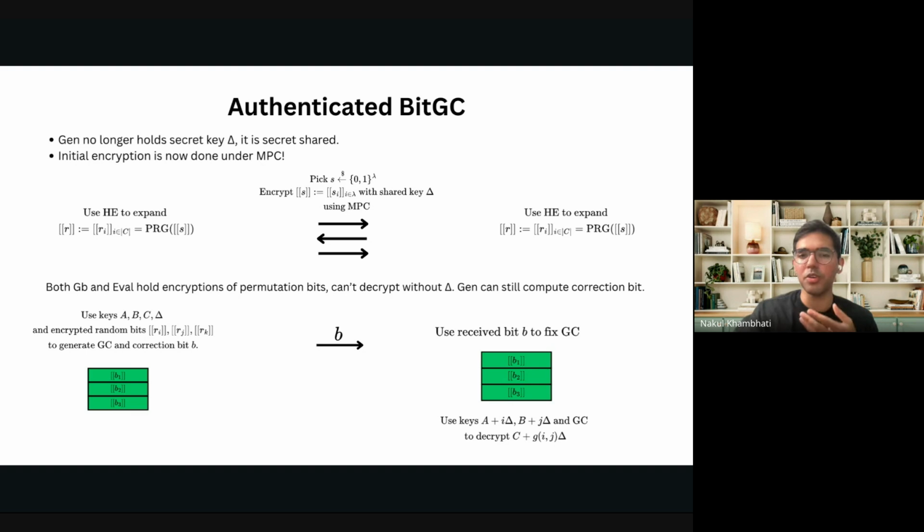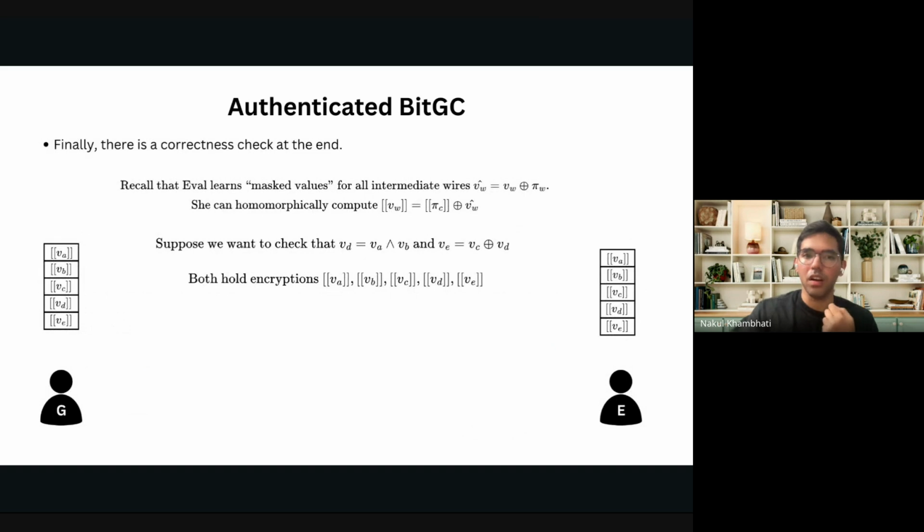So from here, more or less, it proceeds the same way. He'll use the encrypted bits. He'll compute the correction bit, send over just the correction bit, and the garbler and the evaluator will use that to fix the GC, and then she'll use her input keys to decrypt. Again, there's also a correctness check at the end to make sure that the garbler didn't flip any of those bits that he was supposed to send.